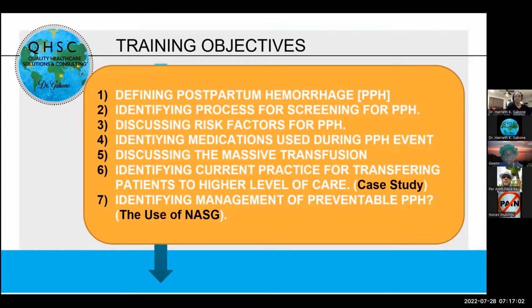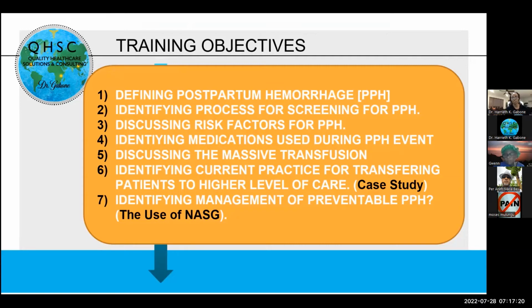Then we're going to discuss the risk factors. When we know the risk factors, we'll be able to understand that if a patient shows up like that, we need to get ready for them. And then we're going to discuss the medication. We need to know which medication each hospital uses.